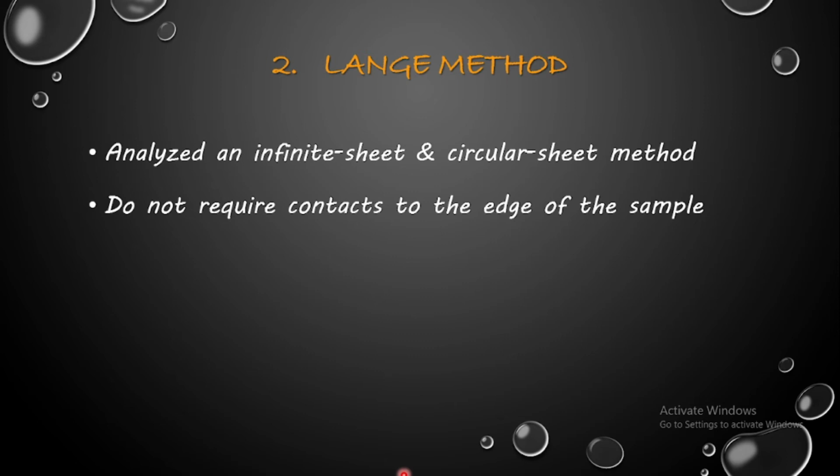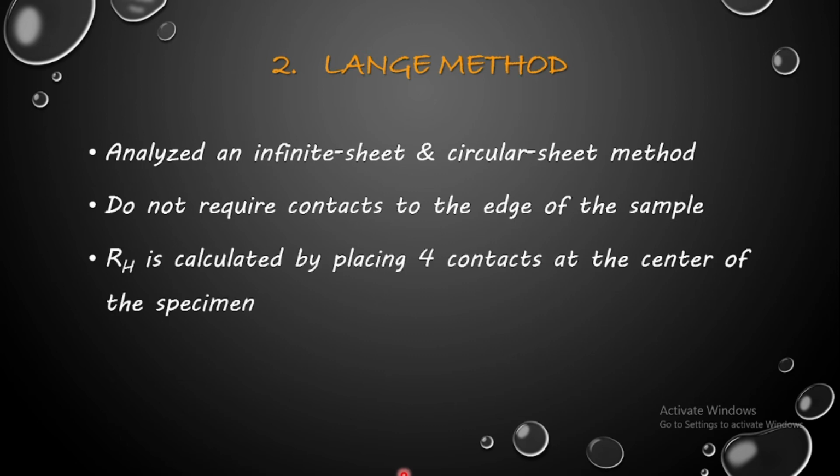But Lange's method had no such restriction, and the difference was that in this approach the contacts were at the center. That is, by placing the 4 contacts at the center of the specimen, the Hall coefficient is calculated using the same equation, equation number 2, which we have seen in the previous slide. The only difference between the first and second approach is the placing of the contacts. In the first approach given by van der Pauw, the contacts were at the edge, while in Lange's method the contacts were at the center of the film.